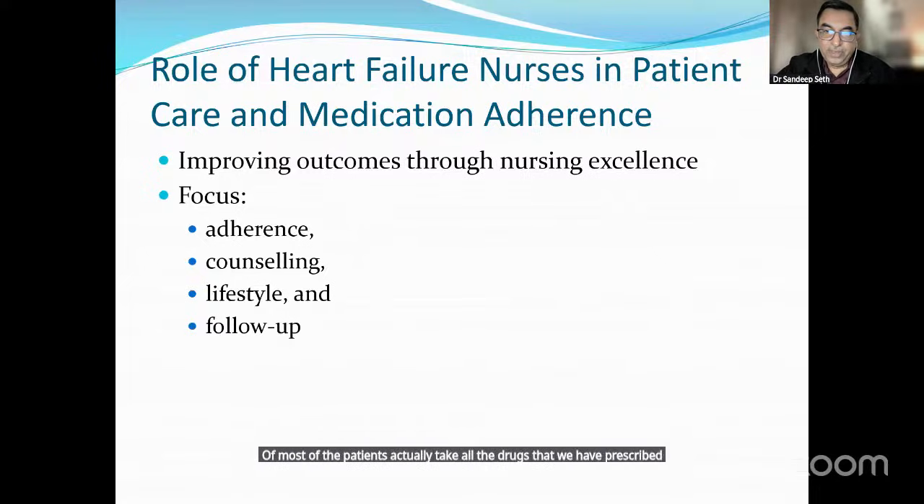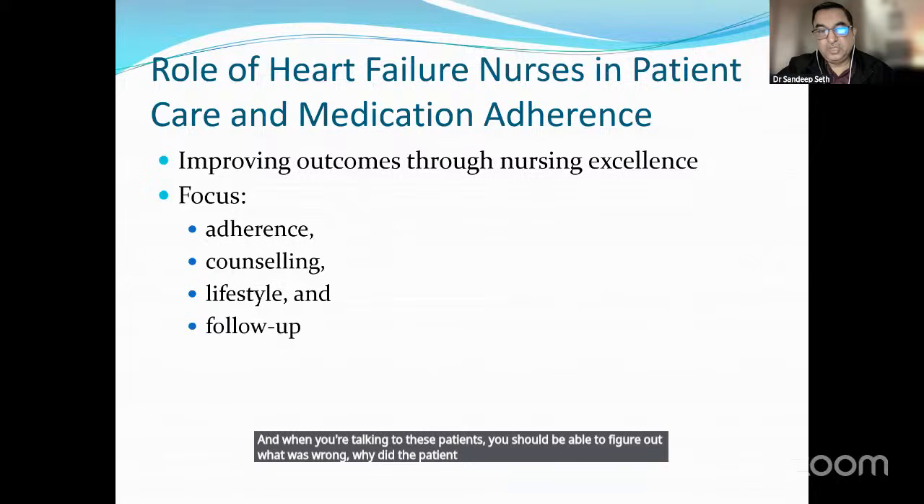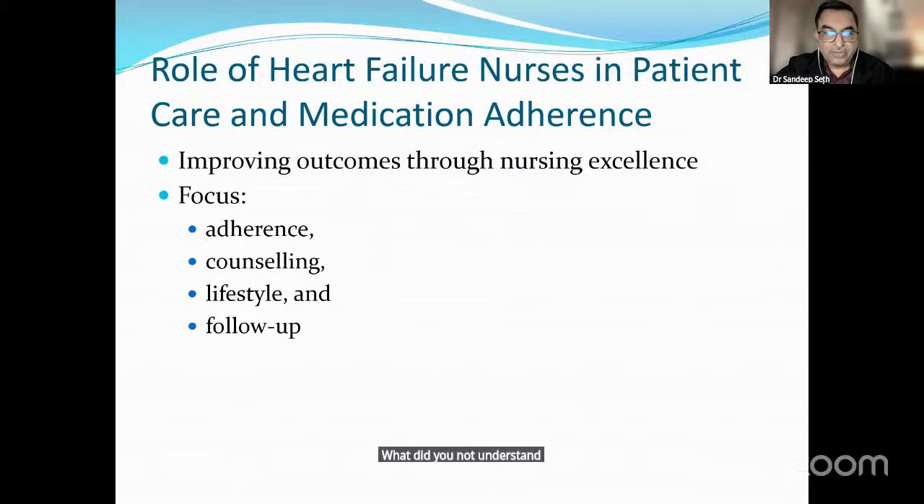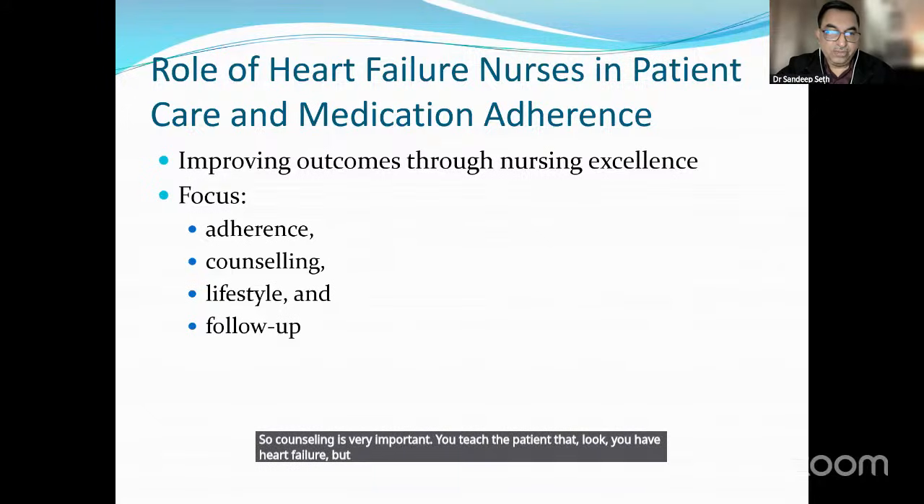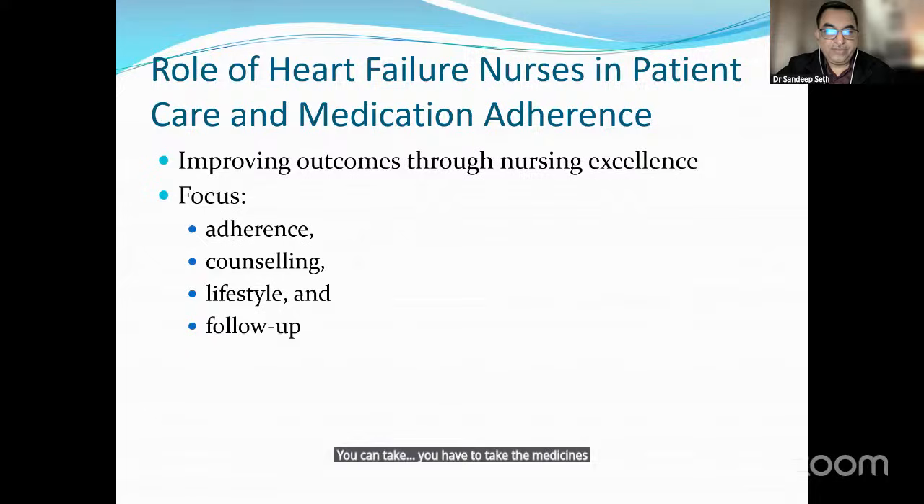Something goes wrong. And when you're talking to these patients, you should be able to figure out what was wrong. Why did the patient not take the medicines? Was it too expensive? Did he not understand the medication, or did he have side effects? So counseling is very important. You teach the patient that, look, you have heart failure, but you can go through life normally. You have to take the medicines on time, but continue your life.